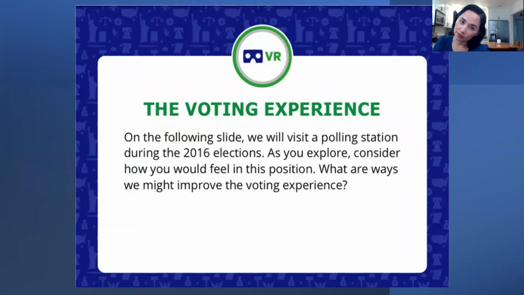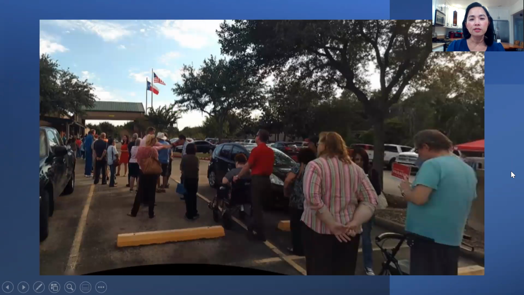The voting experience. On the following slide, we will visit a polling station during the 2016 elections. As you explore, consider how you would feel in this position. What are ways we might improve the voting experience? So please take a look at the picture. Think about what you see. And then I'm going to ask that you turn to your partner and share what you observe about this picture. I'll give you 1 minute to do that.